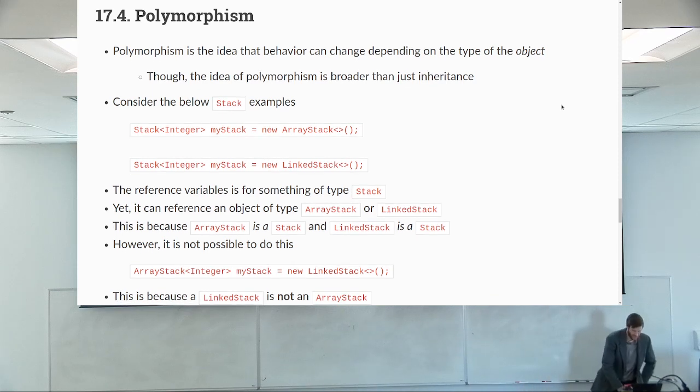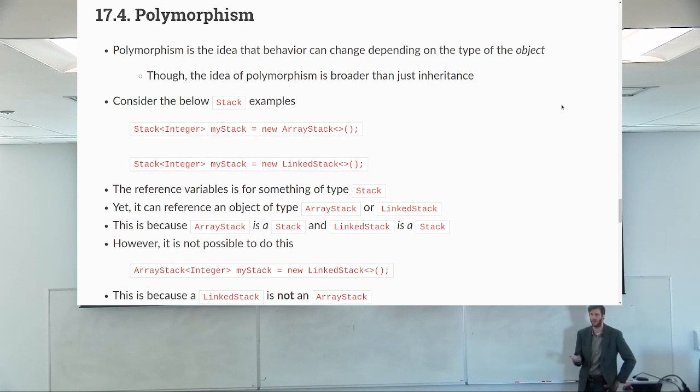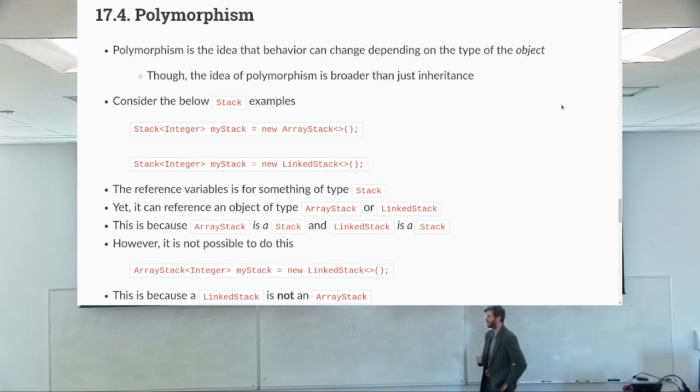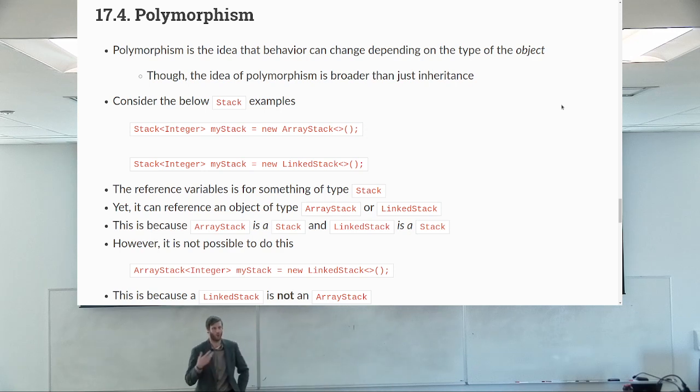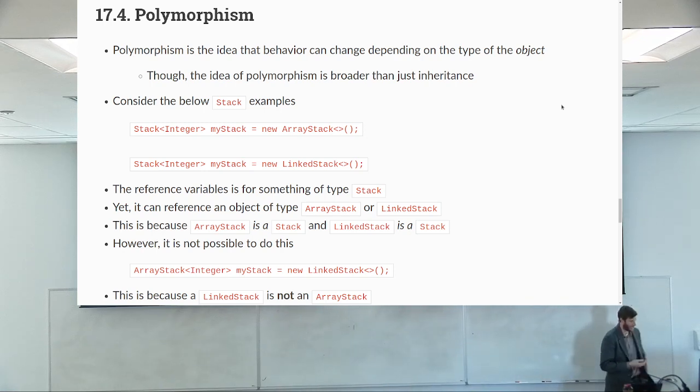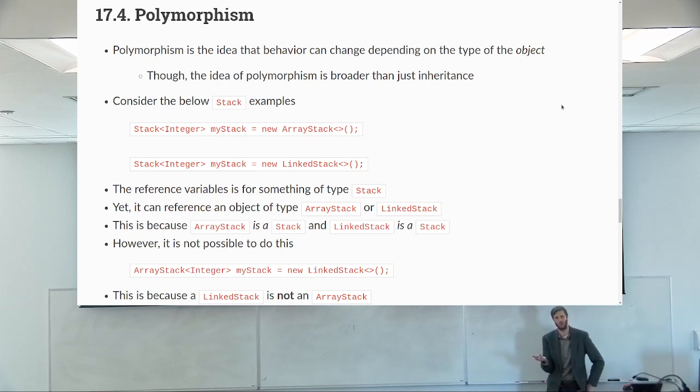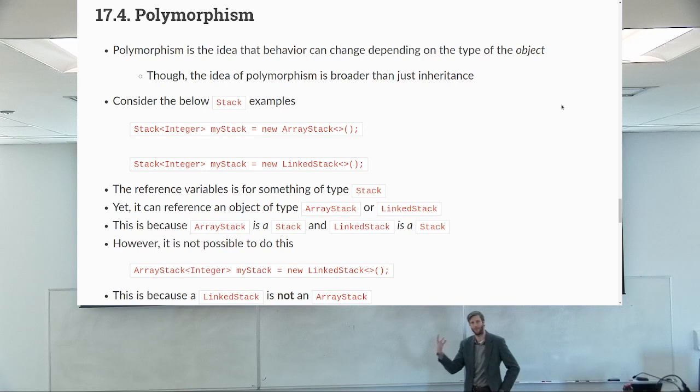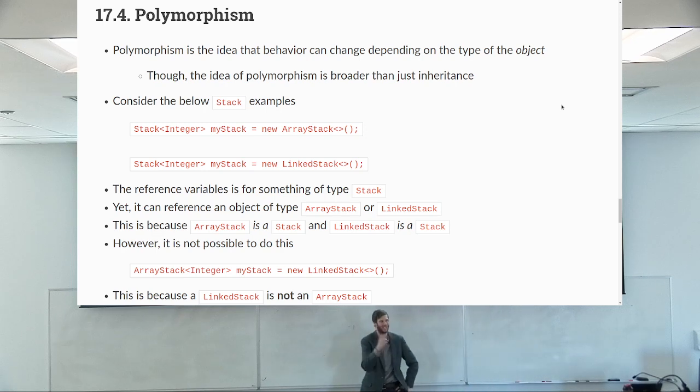So polymorphism is the idea that behavior can change depending on the type of the object. Well, it's not really that the behavior is changing, but when you have a reference variable of type stack, and you have an actual object, an instance of a stack that's an array stack or a linked stack, when I call push, how that push works depends on what the actual type of that stack is.